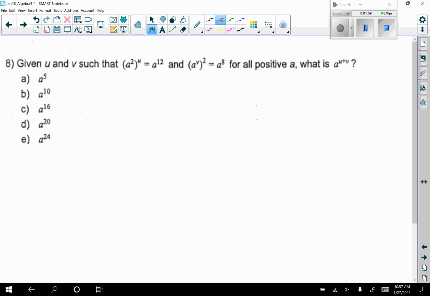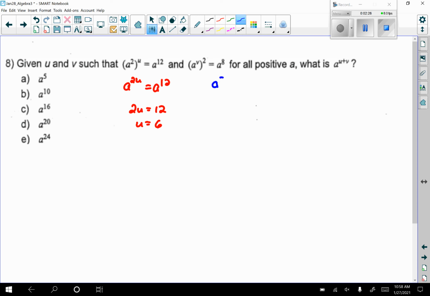For number 8, given u and v such that a squared to the u is equal to a to the 12th and a to the v squared is equal to a to the 8th for all positive values a, what is a to the u plus v? So we have to figure out what u and v are. So we could write this as a to the 2u, multiply exponents, equals a to the 12th. And if our bases are the same, then our exponents are the same. So 2u has to equal 12, which makes u 6.